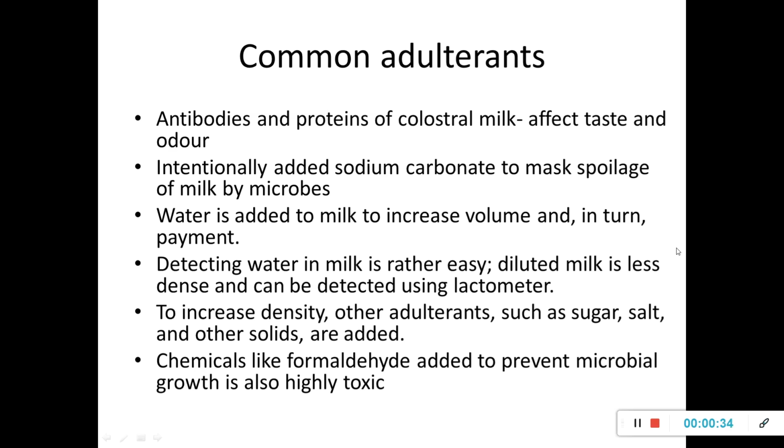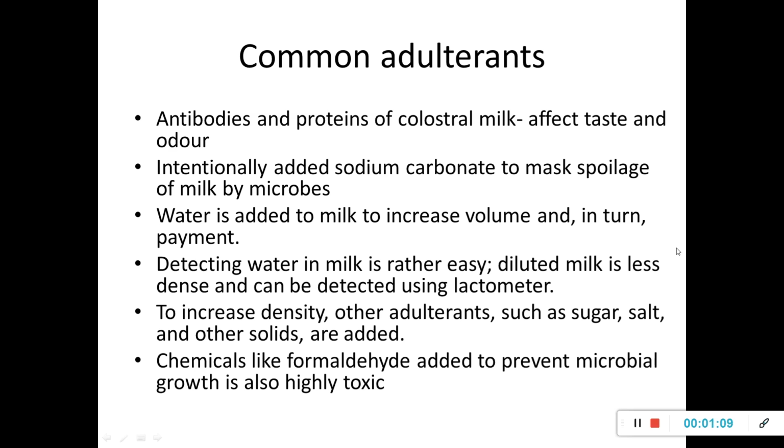contains proteins and antibodies, and that will affect the taste and the odor of the milk. Now, the intentional addition of sodium carbonate is usually done to mask the spoilage of the milk by microbes, because when the microbes grow, what happens? The acidity is changed, and to mask that, some people do add sodium carbonate. Then another common practice is adding water to the milk to increase its volume, always aiming at a profit.